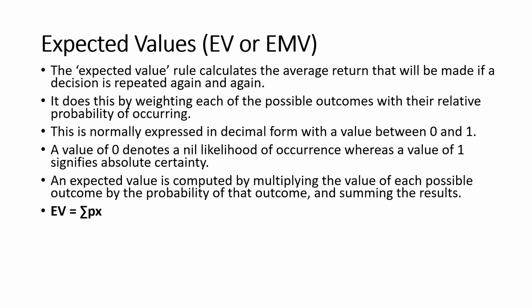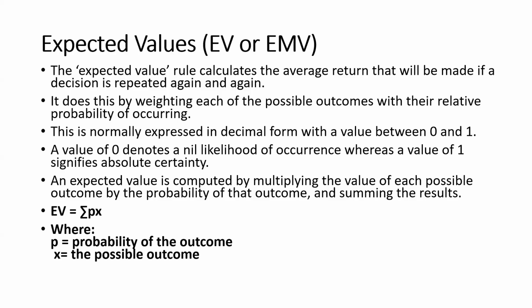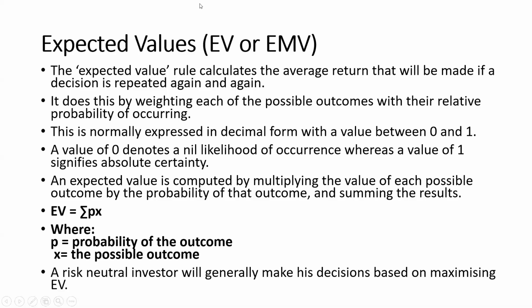So we can get this formula. Expected value is the total of P into X. So what is P? P is the probability of outcome. Then to get the EV, we are going to multiply it with the possible outcomes. So a risk neutral person is not going to take the risk into serious manner. So that particular investor will make decisions based on the maximum value of the expected value.